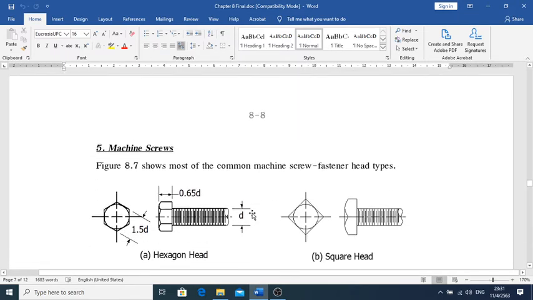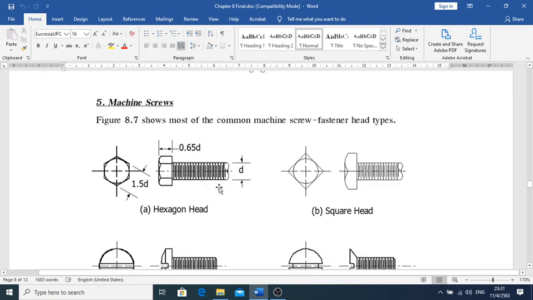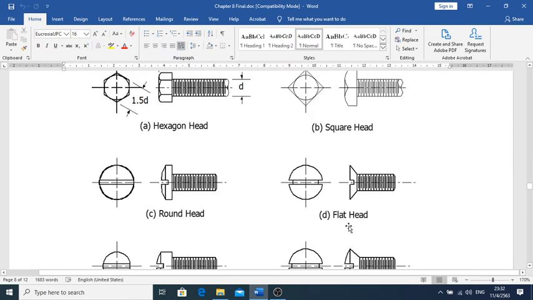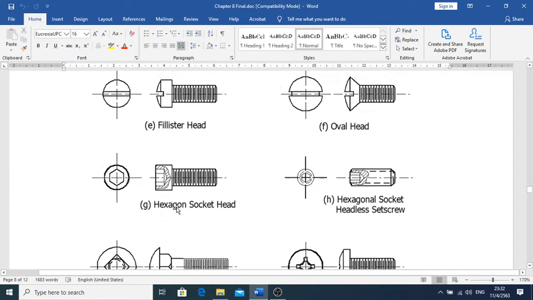And then number 5, the machine screw. Okay, this one is going to be a screw for a machine, things like that. Okay, we have threads all over. These are hexagonal, square head, round head, flat head, things like that, overhead, things like that.